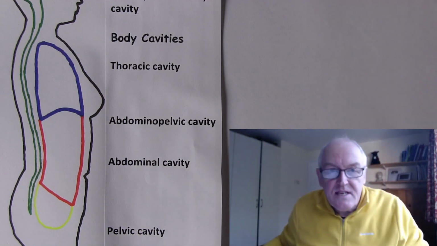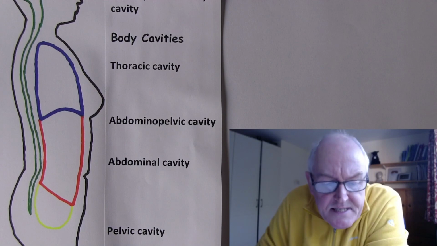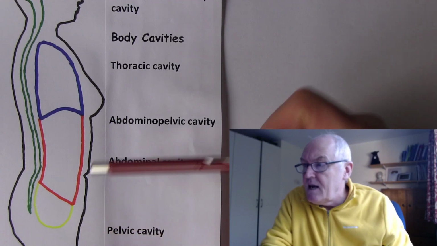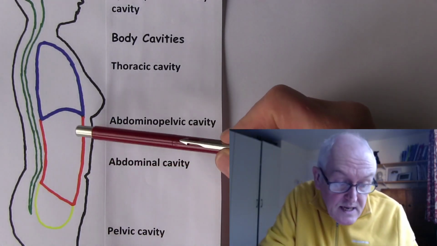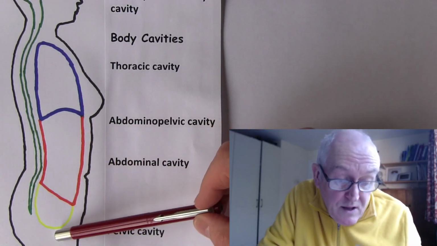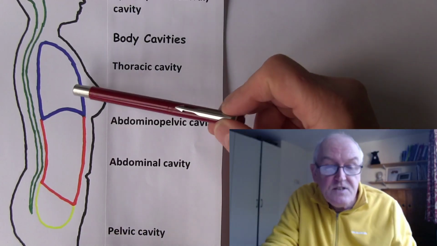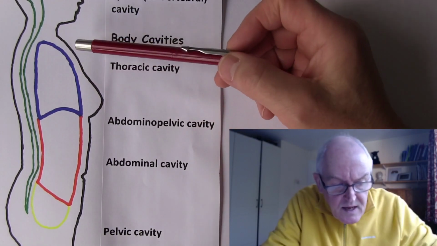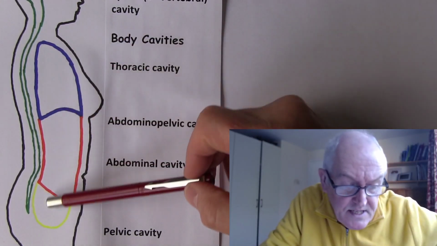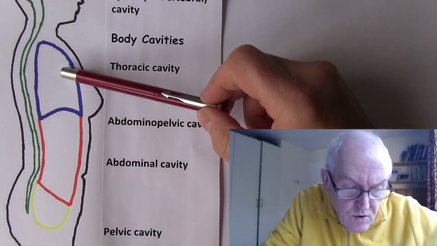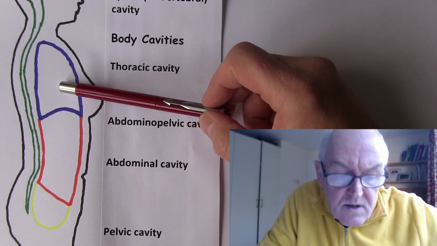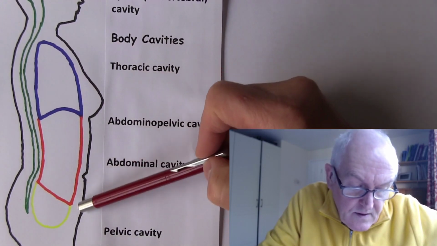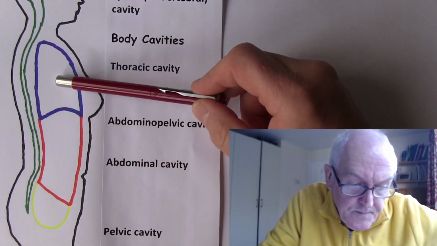Now we're carrying on with our series of videos looking at the body cavities. So far we've noticed that there's the pelvic cavity here in yellow and the abdominal cavity, and together these can be described as the abdominopelvic cavity. And above this we have the thoracic cavity, the chest cavity. Now these are called the anterior cavities because they're at the front, or they're also sometimes called the ventral cavities because this is the ventral surface of the body. So these are ventral cavities.